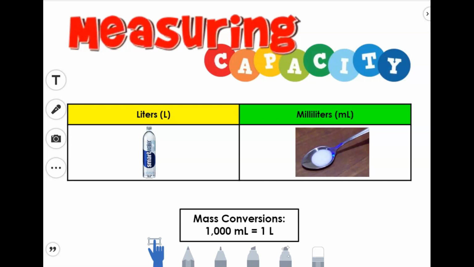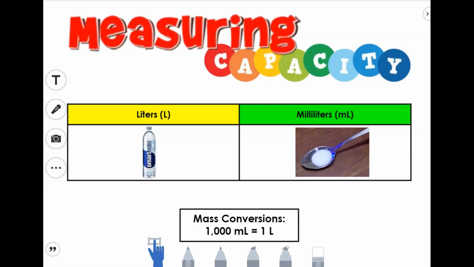Welcome back, fourth grade. Today we are measuring capacity. Capacity is how much we can hold of something in a container. And the two units we're going to focus on today are liters, which we mark with a capital L, and milliliters, which we mark with a lowercase m and a capital L.